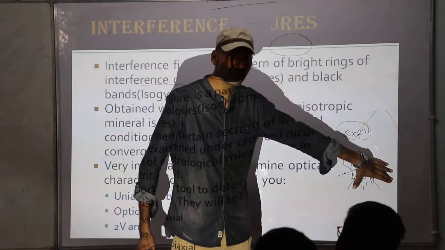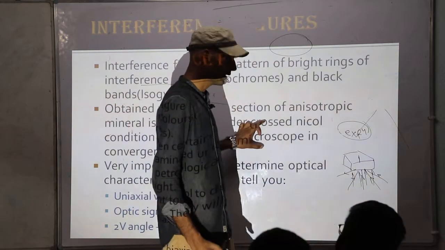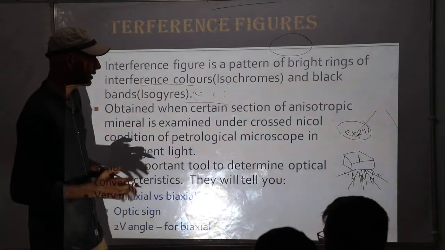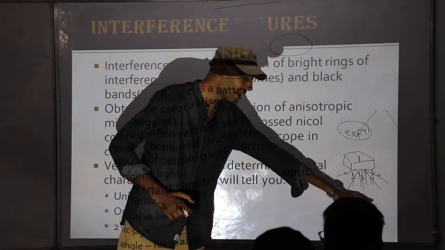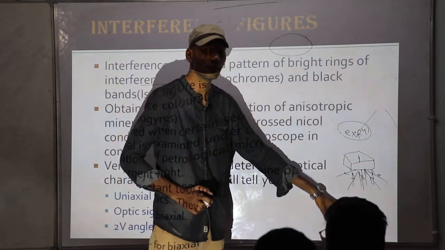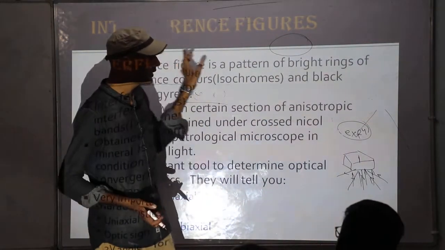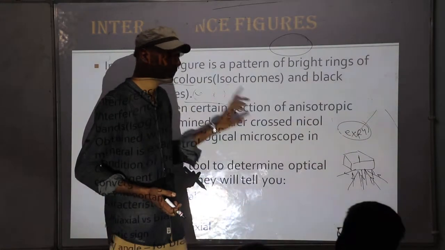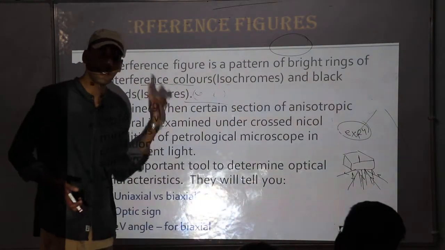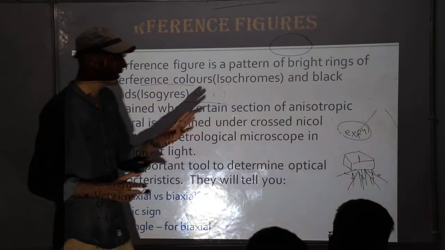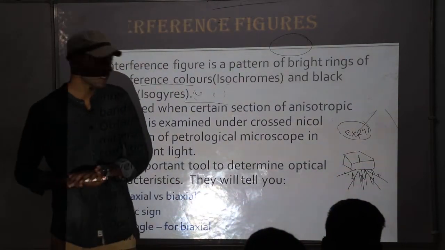In all of the other directions you are going to see interference. So we'll see how we are getting both interference and extinction. But this is the requirement, because of which we are using conoscopic. You cannot see an interference figure in orthoscopic, because it is a combination of interference and extinction. You have to see both interference and extinction at a particular instant.